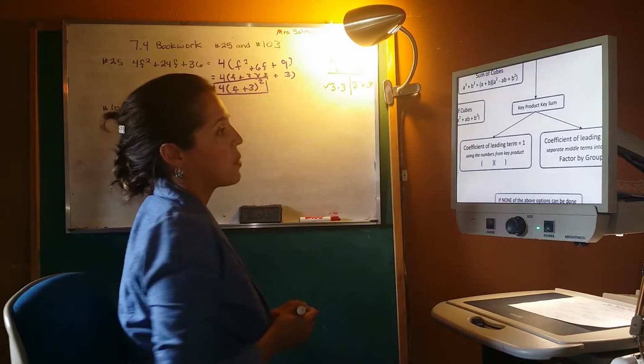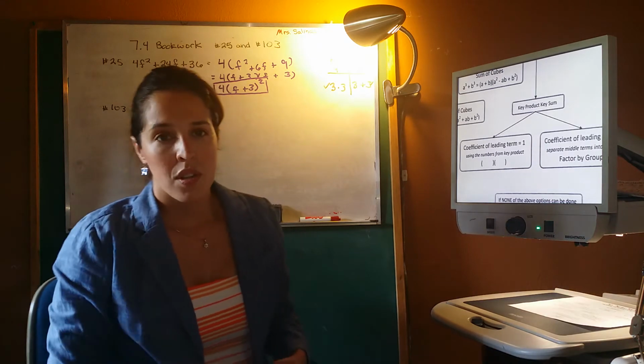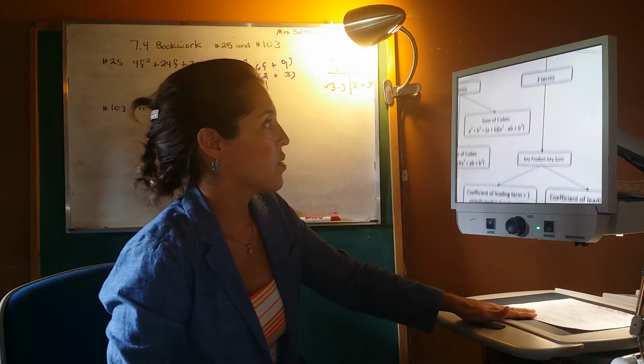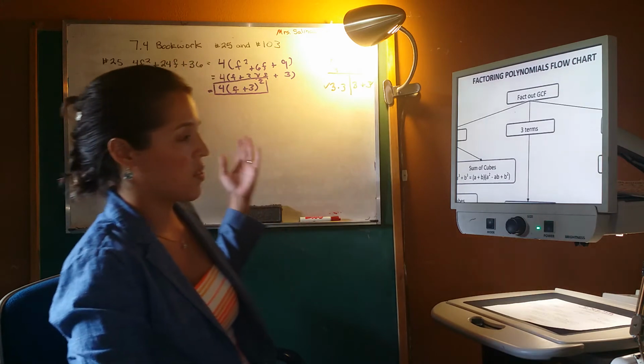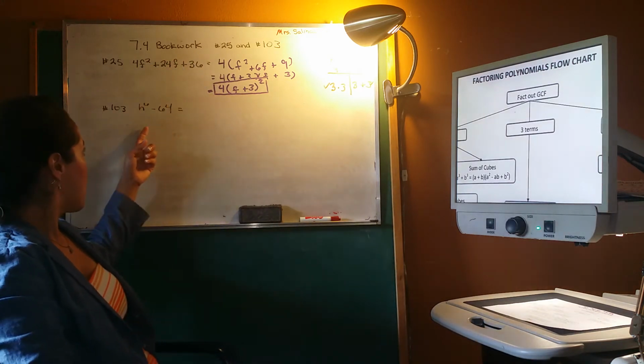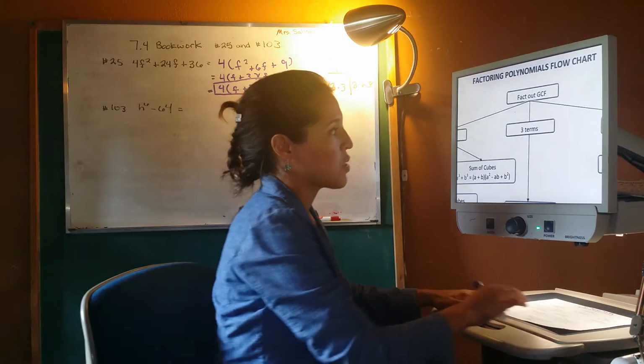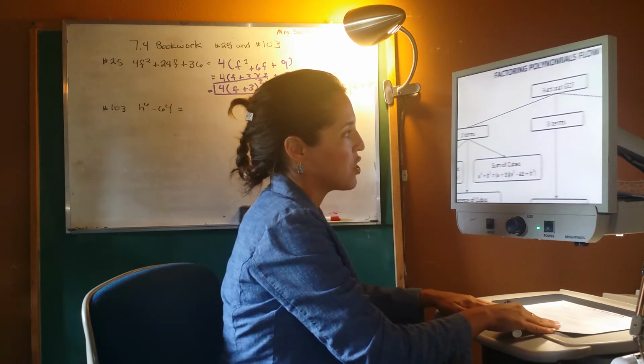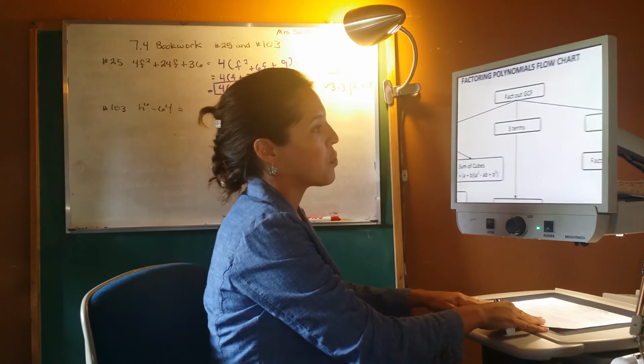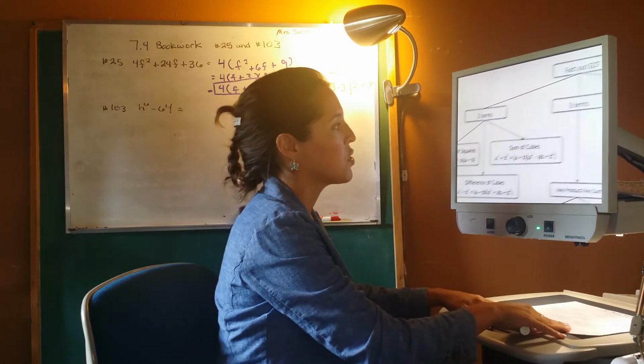Now the second problem here, we always start with factoring out the GCF. And with this particular problem, we don't have a greatest common factor. So we move on to the next portion of our chart. Is it a 2-term, 3-term, or 4-term polynomial? And this one here is a 2-term.